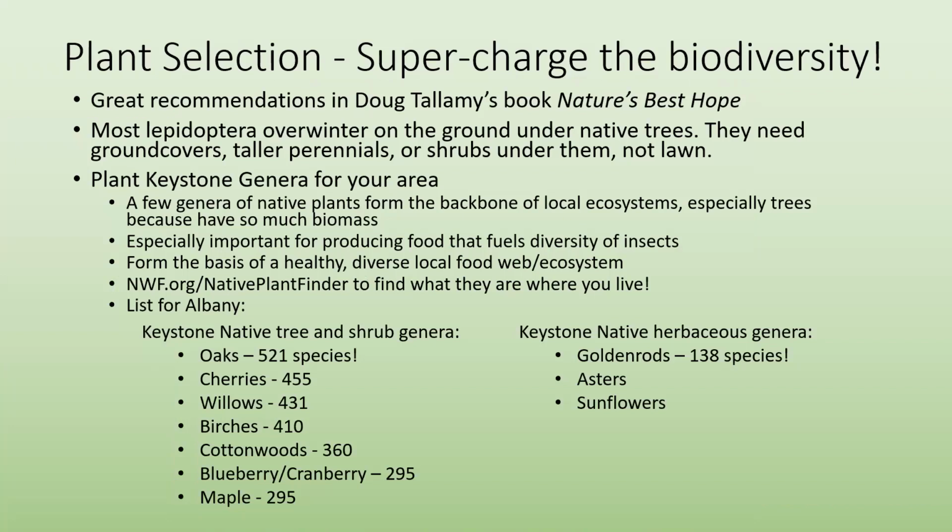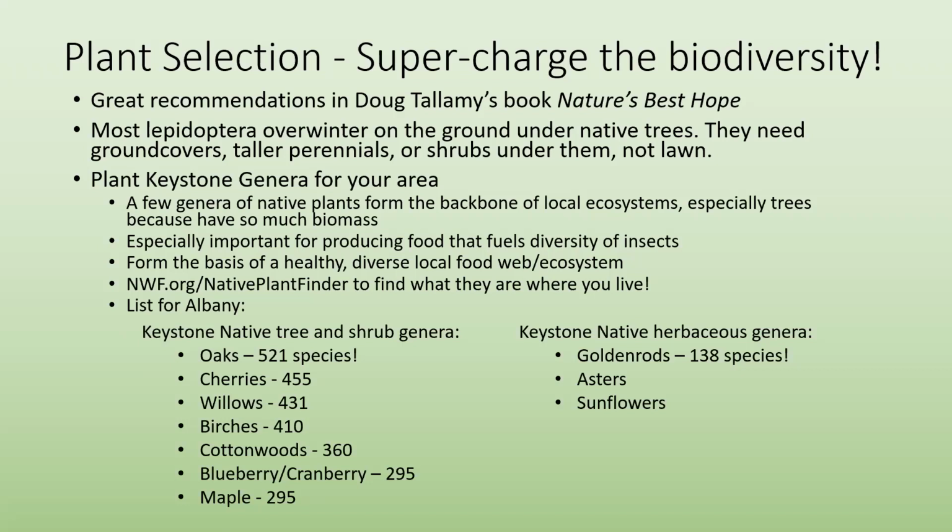So when you're thinking about what plants to pick for your yard, you obviously want to see what grows in the soil, because it won't work if it's not the right type of soil. But you really want to supercharge the biodiversity. And Doug Tallamy's more recent book, Nature's Best Hope, has a really great list of recommendations at the end. I think he talked about how most Lepidoptera, or moths and butterflies, overwinter on the ground under native trees. So they really need something like a ground cover or shrubs or perennials growing underneath them, and not lawn, because they'll get chewed up in the lawnmower, or the soil is just too compacted, and the grass roots are very shallow and dense, so they might not be able to get through it to go underground.